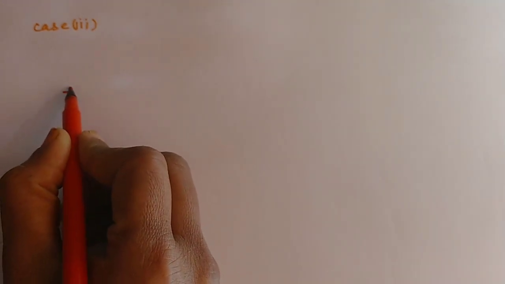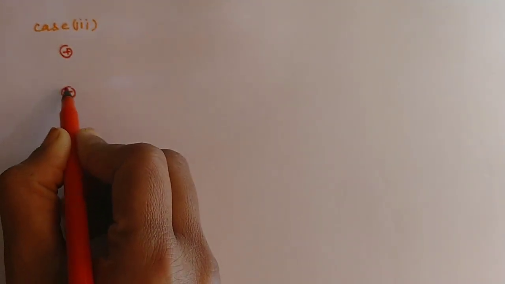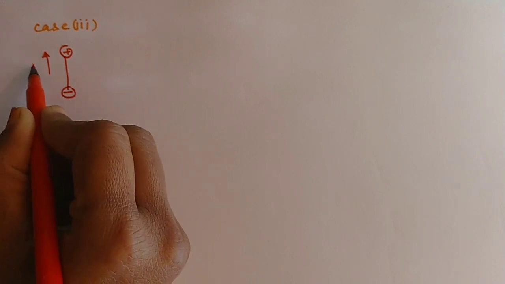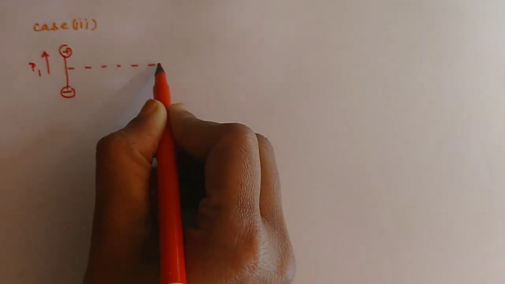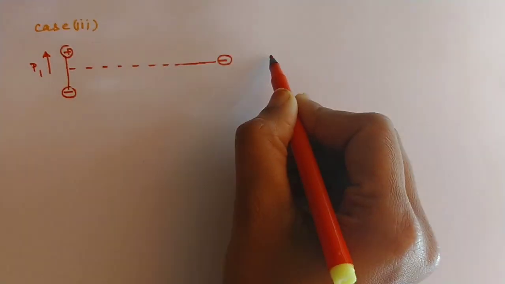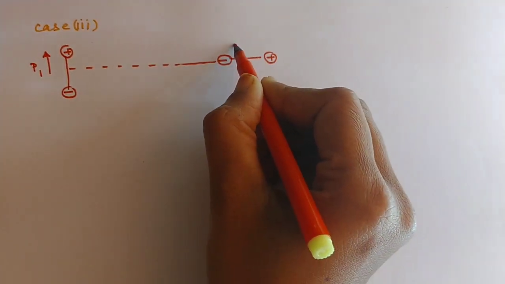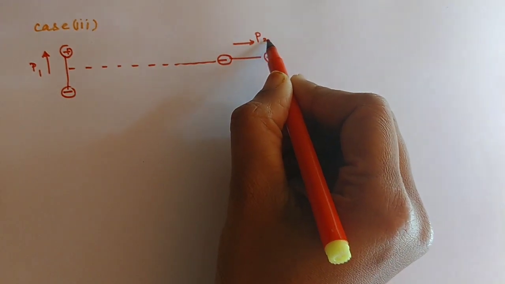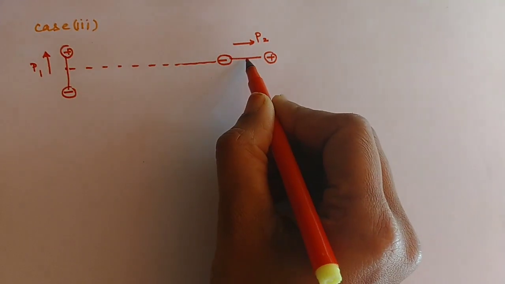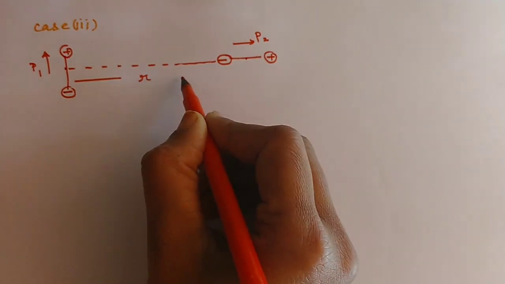So we have discussed the two cases of dipoles interaction. Now look at the third case. So in the third case, case 3, we will take two dipoles which are perpendicular to each other. So there is a dipole of dipole moment P1 along y-axis. Now here I will consider one more dipole, negative to positive. This is having a dipole moment P2. Now the distance from center to this center is taken as r.